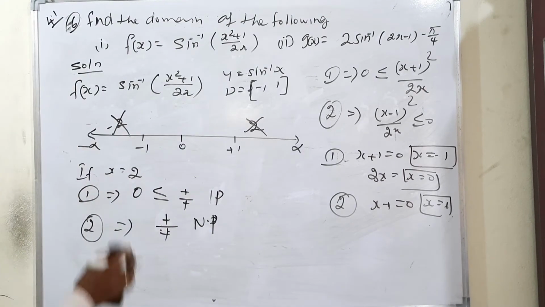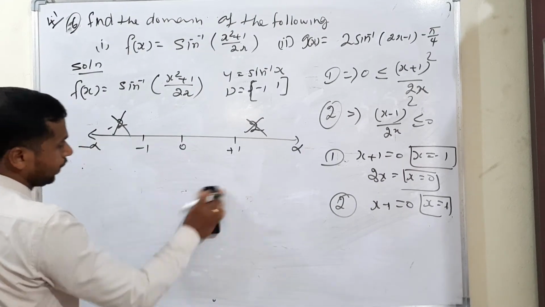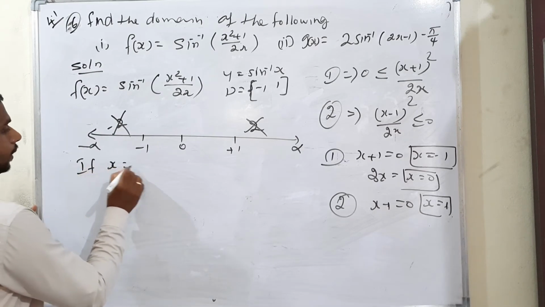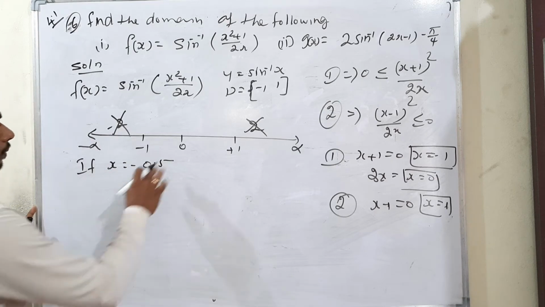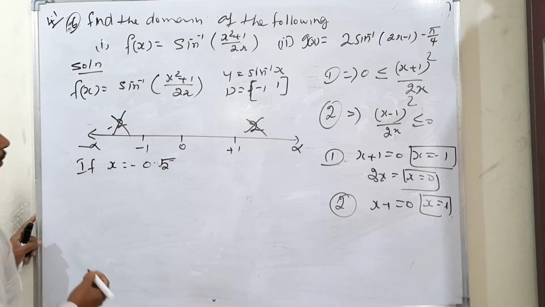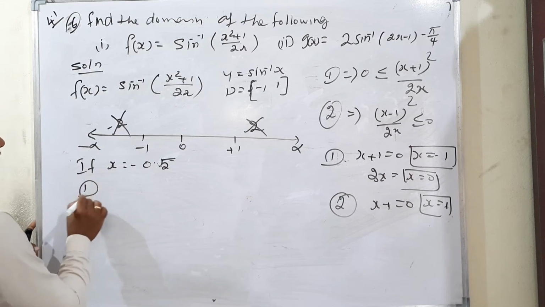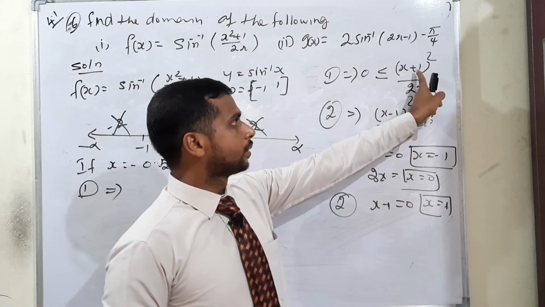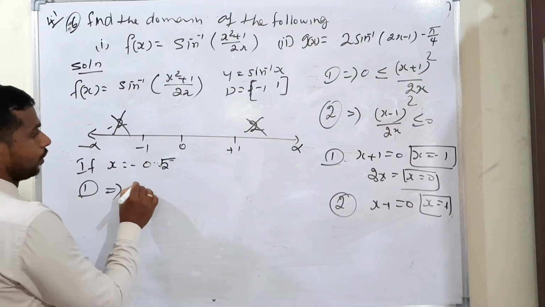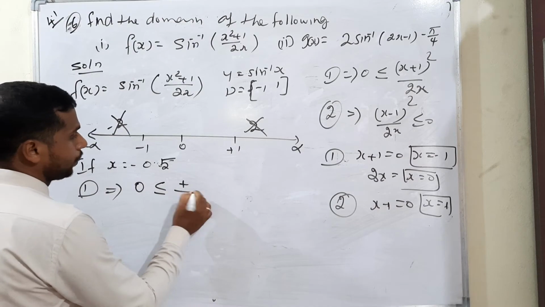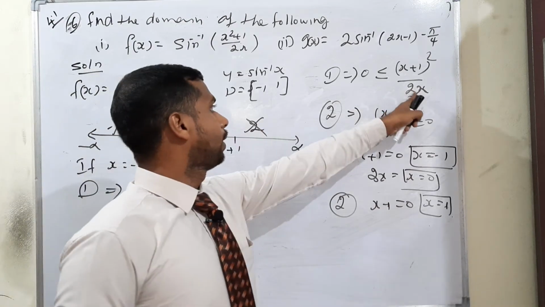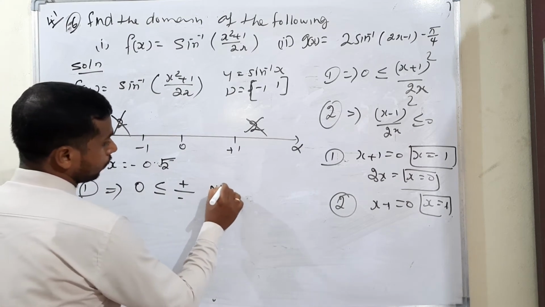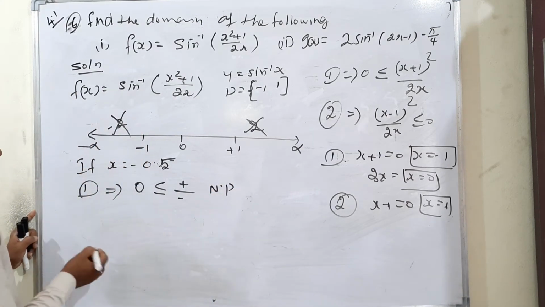Then interval negative 1 to 0. Negative 1 to 0 means if x is equal to negative 0.5. If x is equal to negative 0.5, what will happen? So, negative 0.5 means case number 1. So, negative 0.5 plus 1 means positive 1, 1 the whole square means positive value, 0 less than or equal to positive divided by, there is also negative value will come, isn't it? So, here also definitely we can say not possible, 0 less than negative value is there.